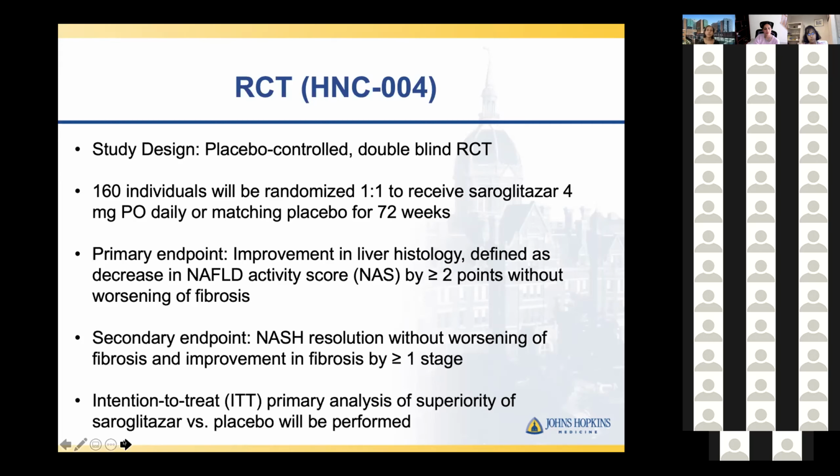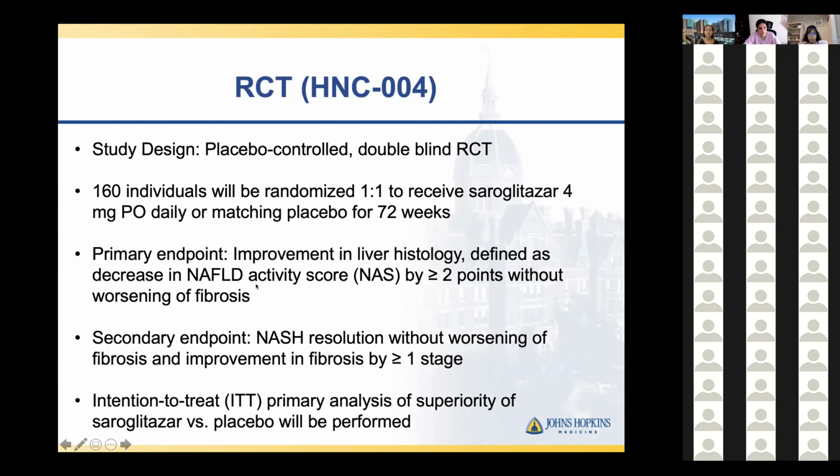160 individuals will be randomized to receive saroglitazar versus placebo for 72 weeks. The primary endpoint will be improvement in liver histology, which will be defined as a decrease in NAFLD activity score by more than 2 points without worsening of fibrosis. And that's been a standard that's been used in many of the clinical trials in the general population.